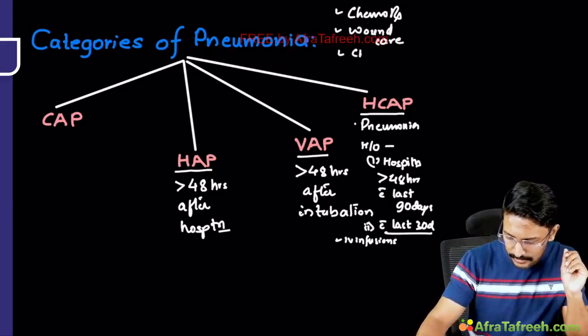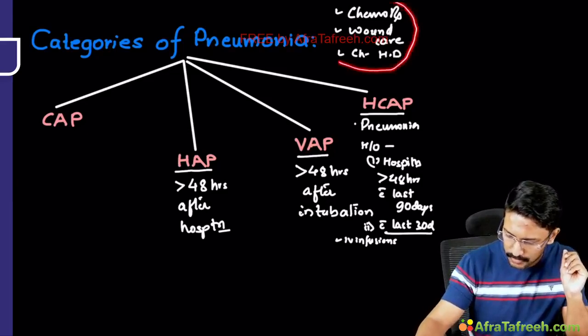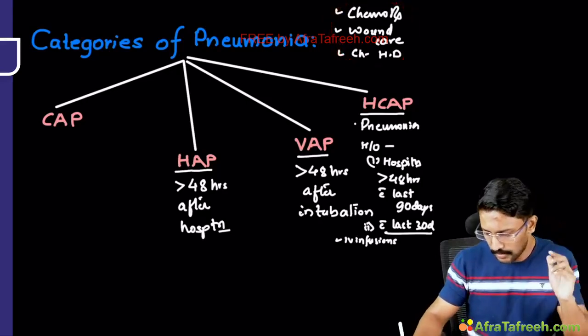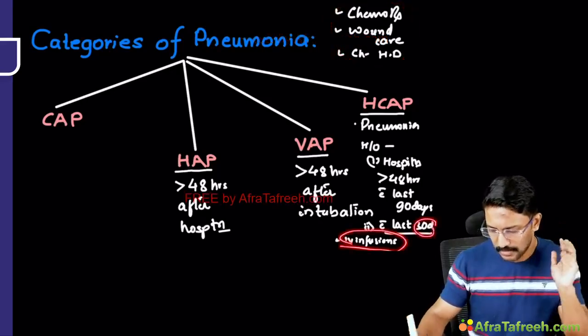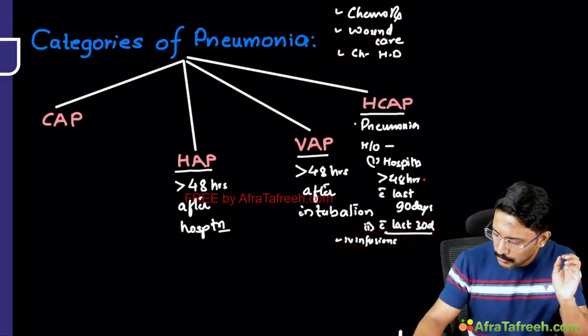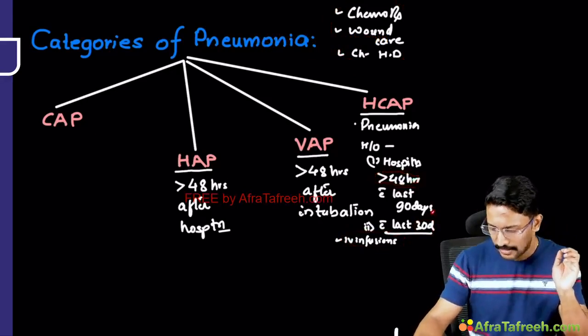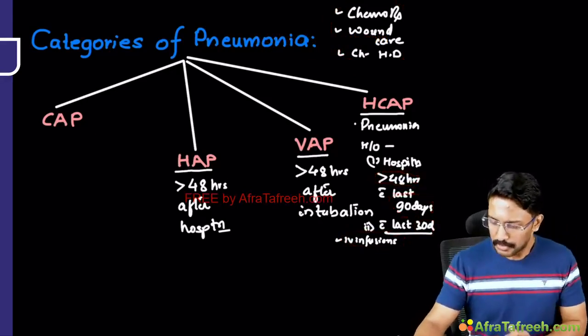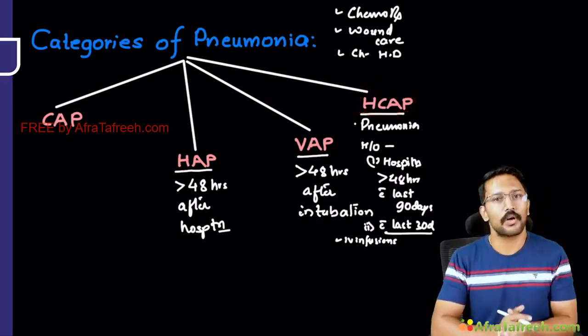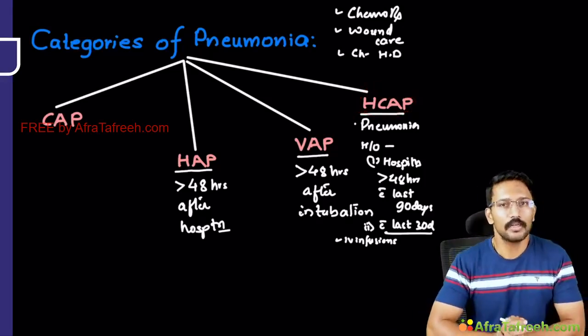or even chronic hemodialysis. If he has undergone any of these, chemotherapy, wound care at home, chronic hemodialysis, IV infusions in the last 30 days, or if he was hospitalized for more than 48 hours anytime in the last 3 months, and such a patient presents with pneumonia, that pneumonia could be called as healthcare associated pneumonia.